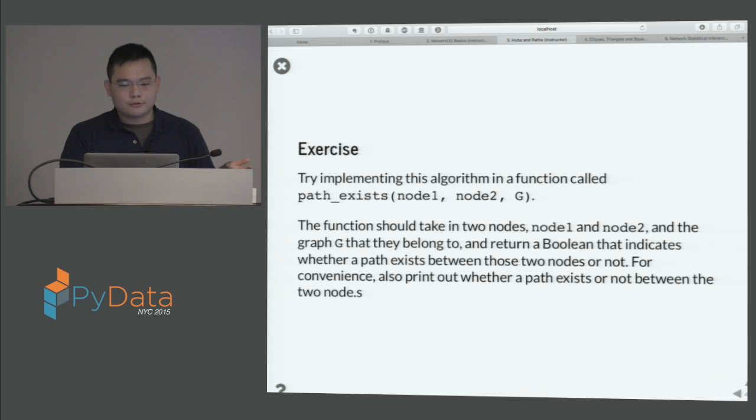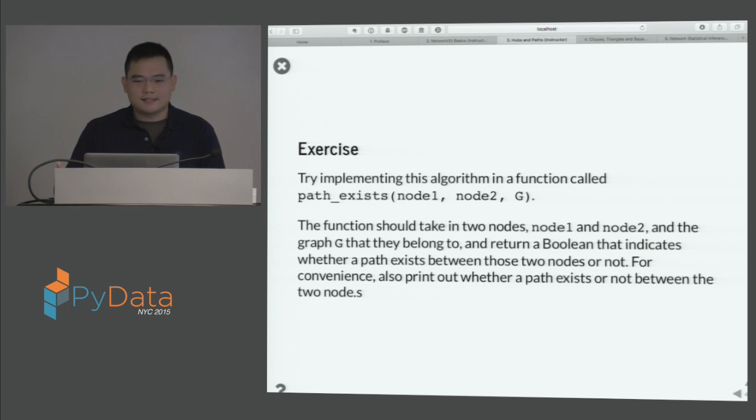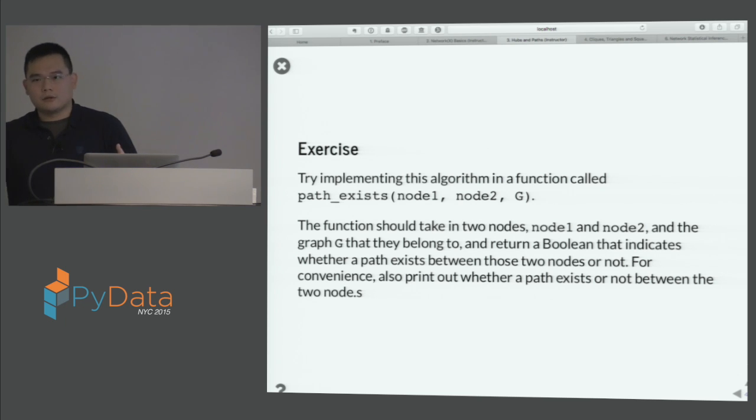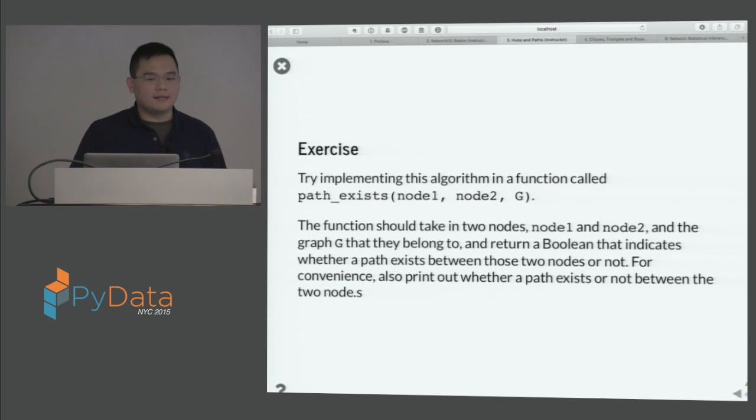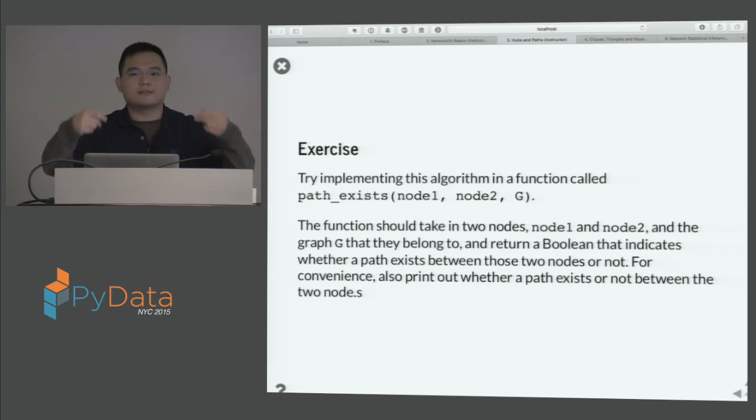What I'd like you to try is to implement an algorithm in a function called pathExists, node 1, node 2. You pass in 2 nodes, and you pass in the graph. It should return a Boolean that indicates whether a path exists between these 2 nodes or not. And I'm going to break Pythonic conventions and say also print out whether a path exists or not. So don't just return true or false. Also print that it exists or doesn't exist.